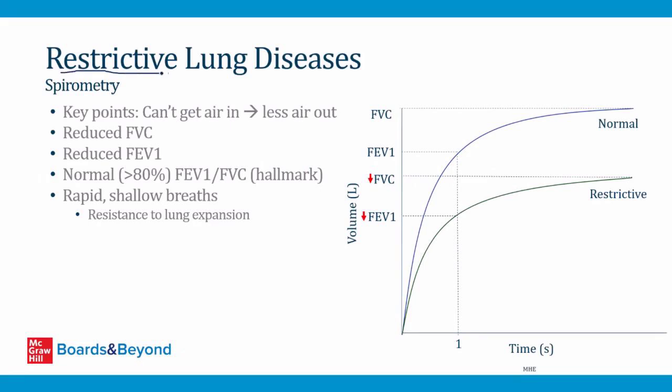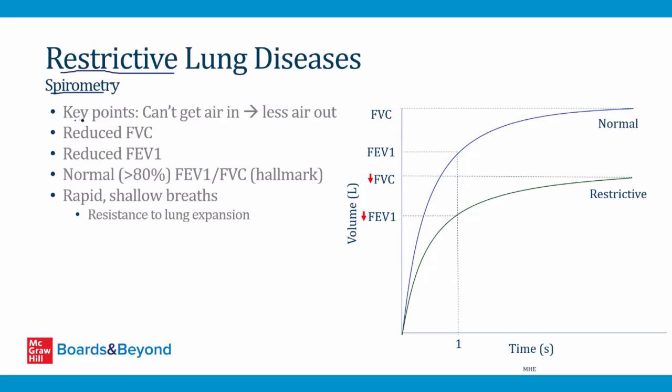Restrictive lung diseases are chronic lung conditions where the lungs can't fully fill with air like normal. That's why they're called restrictive, because there's some restriction to the normal expansion of the lungs. And in the video on pulmonary function testing, I talk about the spirometry test results you expect to see in restrictive lung diseases. So let's review that now.